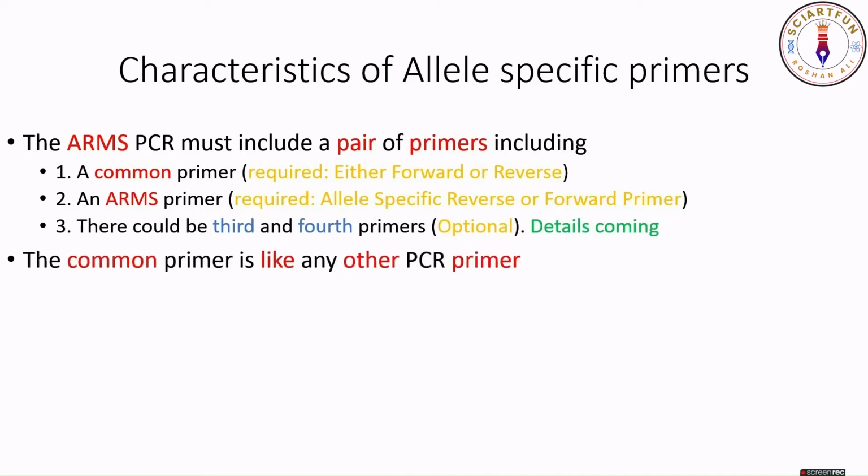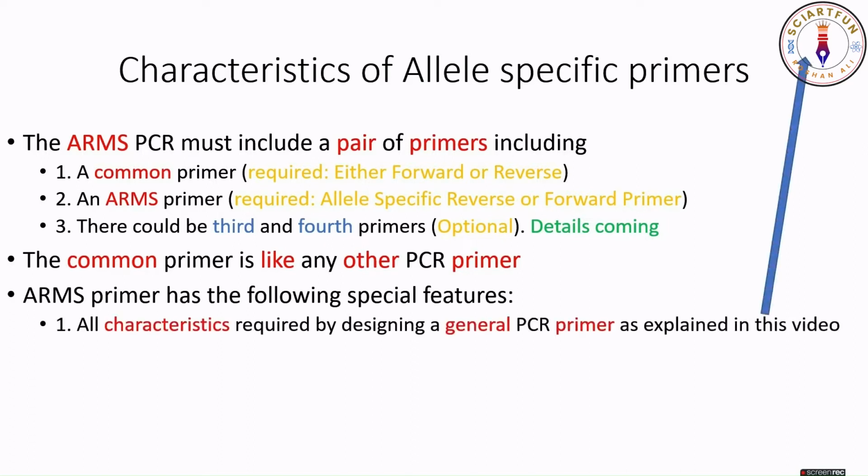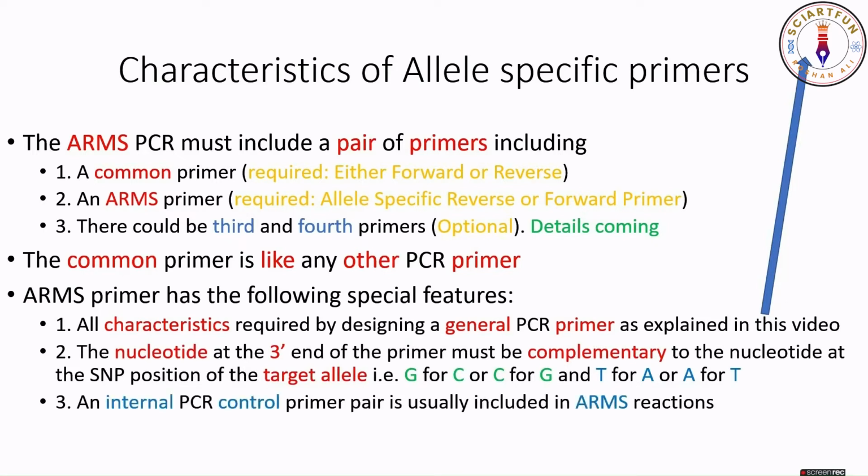The common primer is like any other PCR primer. However, ARMS primers have the following additional specific features. First of all, it must follow all the characteristics that we use for designing a common primer. The link to the video is given here. You can watch that video for details. The specific feature of an allele-specific primer is that the nucleotide at the 3' end of the primer must be complementary to the nucleotide at the SNP position of the target allele.